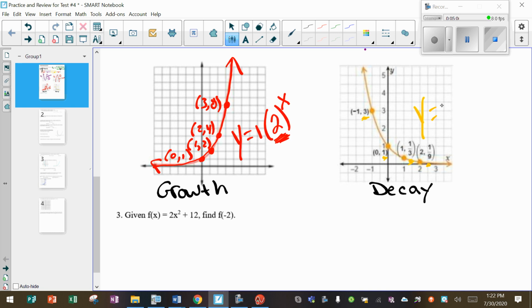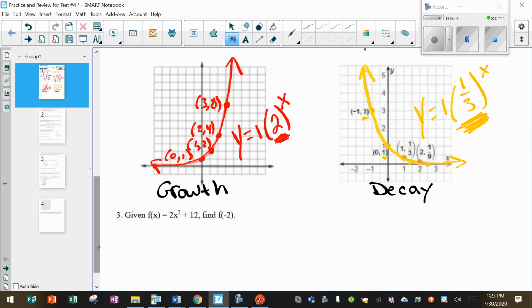So this one is decreasing by dividing by 3. And dividing by 3 would be the same thing as multiplying times a third. So the y value of 3 times 1/3 is 1, times 1/3 is 1/3, times 1/3 is 1/9. So that is a decay because our b value, the number attached to the exponent, is a value smaller than 1, so it goes down.